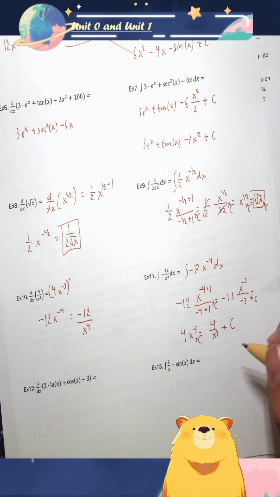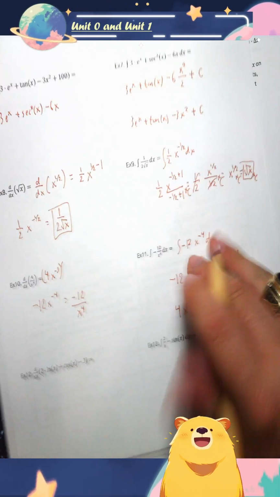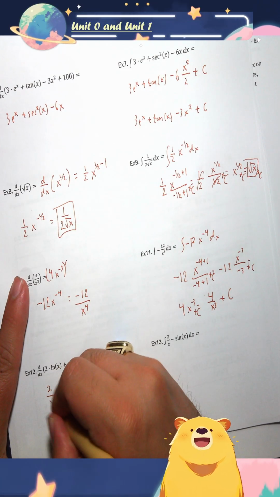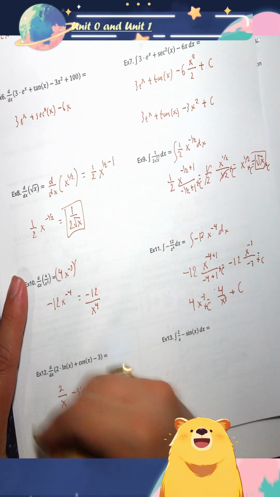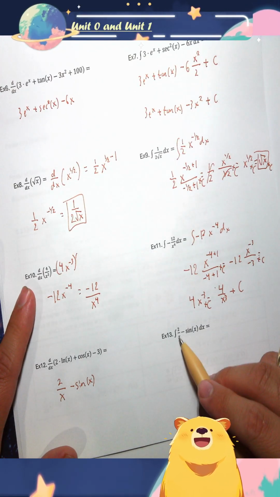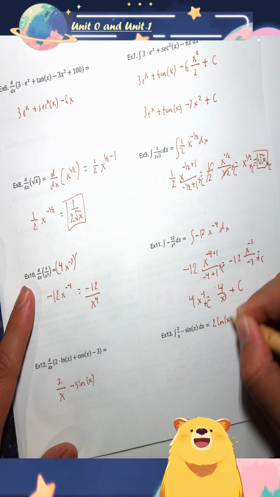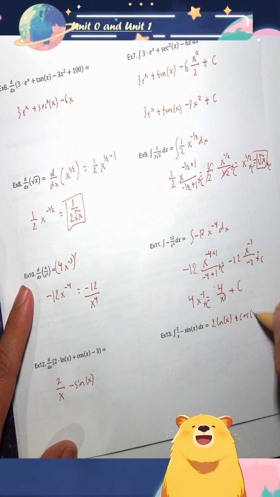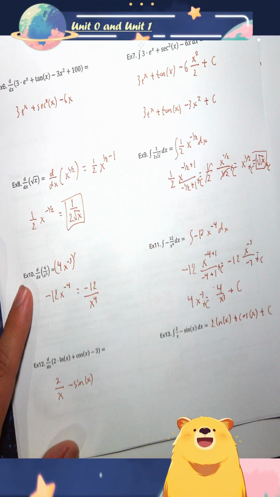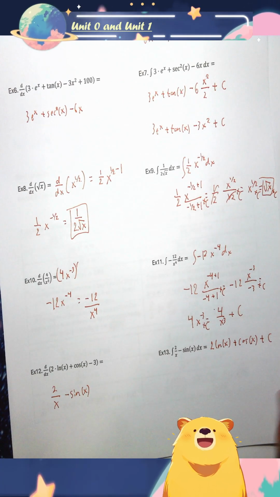All right. Last one. We have 2 over x minus sine of x and then plus 0. And then here, that's going to be 2 ln of x going from negative sine. That's going to be positive cosine and then plus c. Okay. So pretty straightforward ideas here.